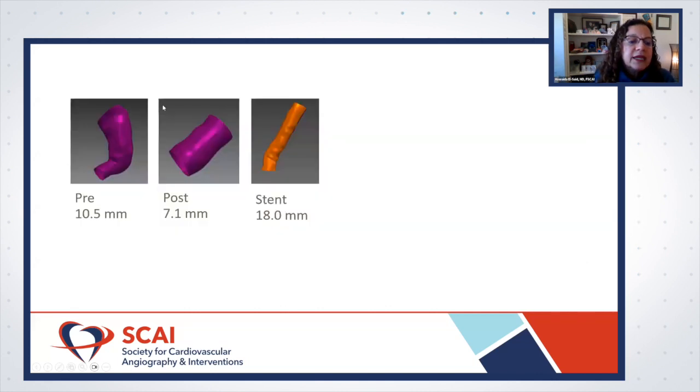So when you look here, this purple is a PDA pre-stenting, and it's 10.5. Post-stenting, this is the PDA itself.